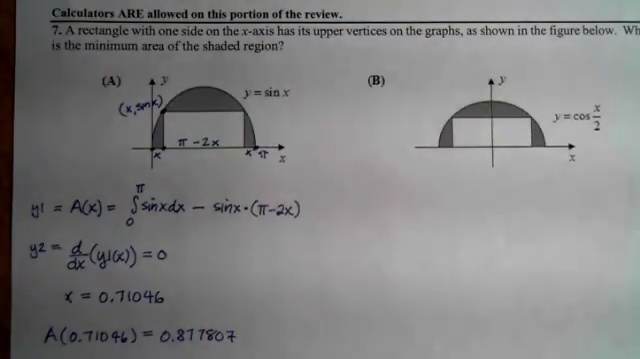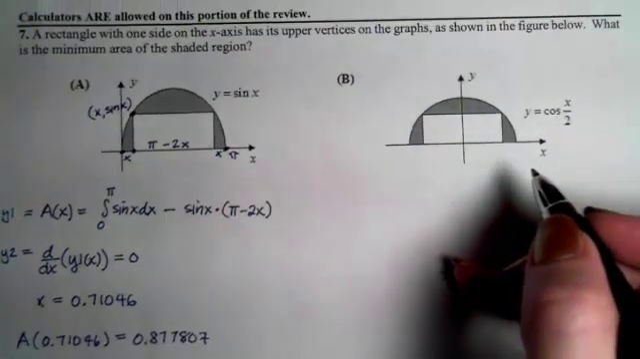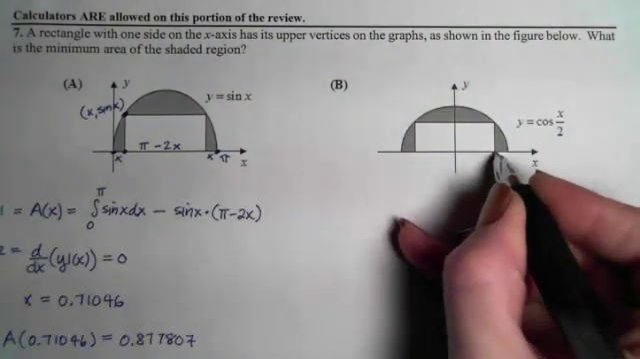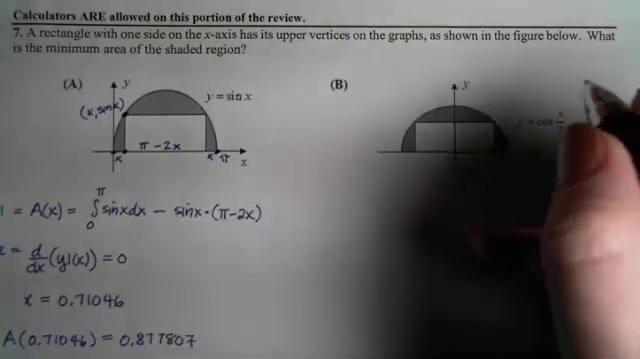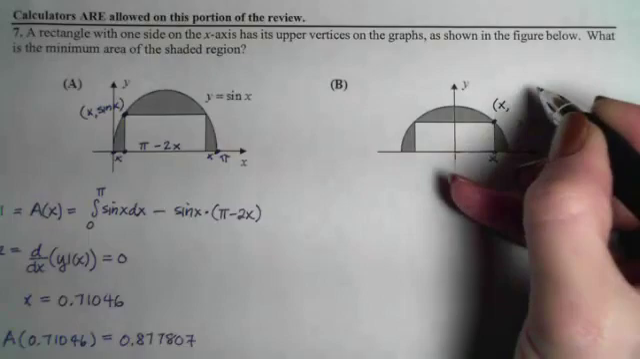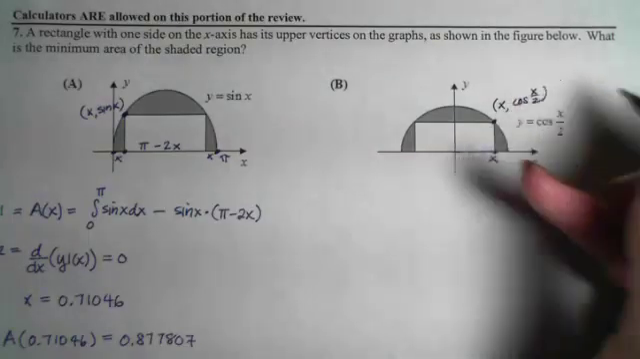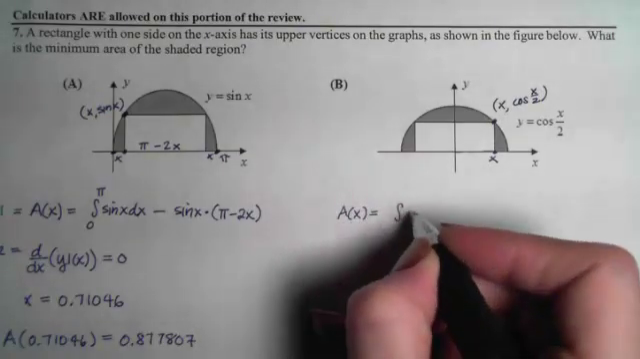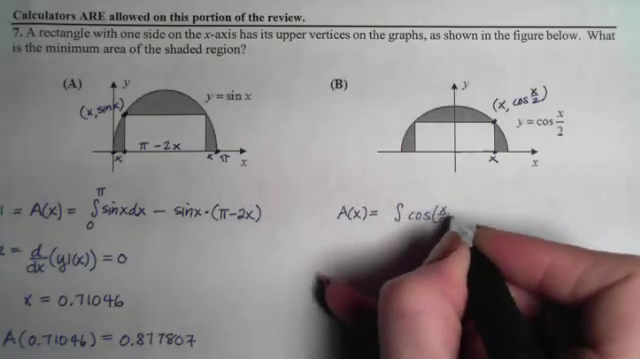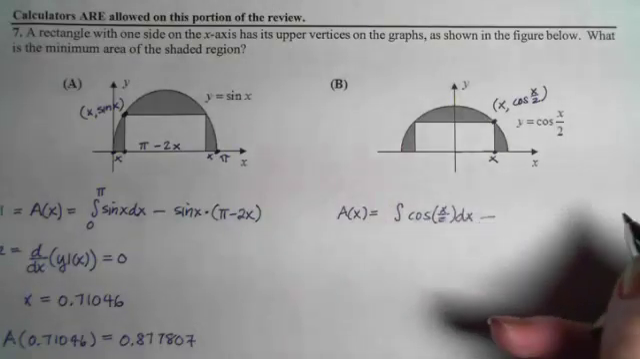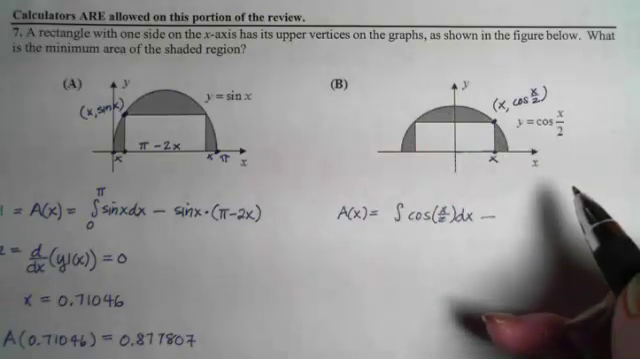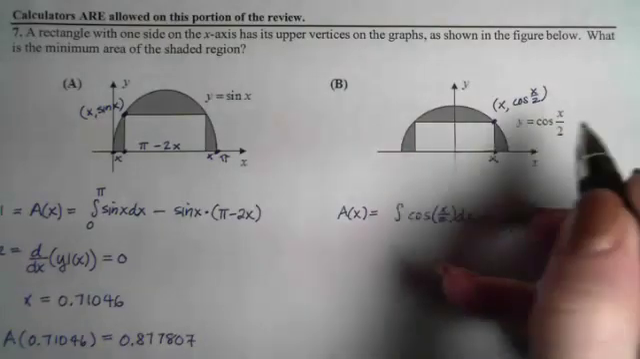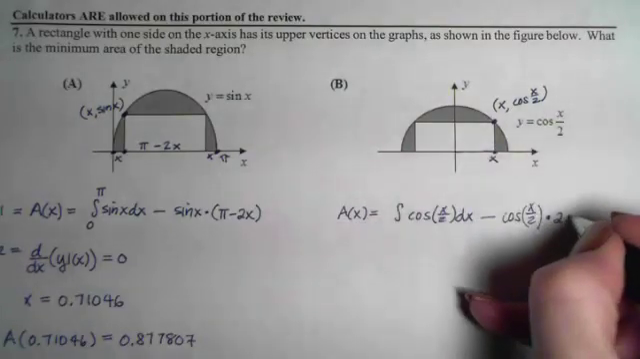Part B works the same way, except that we have the rectangle is centered on the y-axis. So this time when I label my x as the distance from the origin to the edge, up here I will have x comma cosine of x over 2, and I can see that my area in this case is going to be the accumulation of that cosine of x over 2, and we'll get to the limits in a second, minus the area of the rectangle. So the area of the rectangle in this case will have a height of cosine of x over 2, but it will have a width of 2 x's.